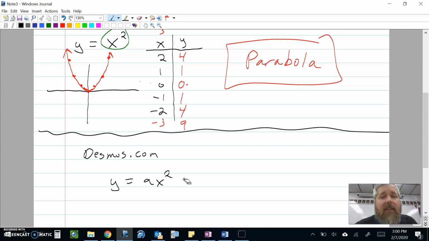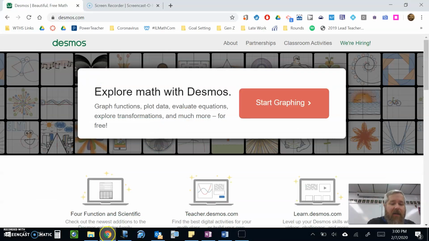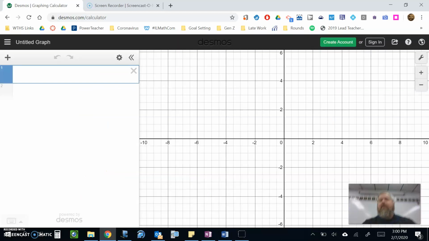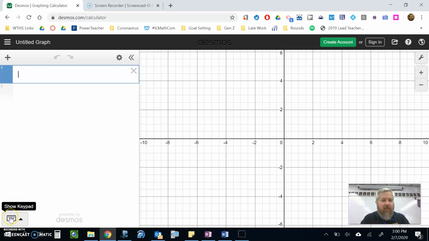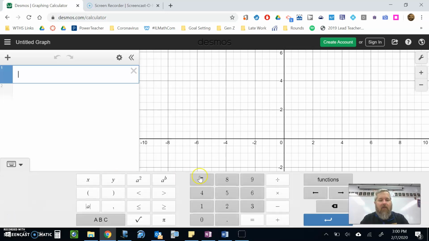Go ahead and press pause if you need to. Pull out your Chromebook. Everybody get to Desmos.com. Looks something like this. All right. Hopefully you're back now. Press start graphing. I'll flip my computer around real quick. So Desmos.com is going to graph this for us, and we are going to type this in. First thing I want you to do is down here in the lower left, press Show Keyboard. Click on that, and this whole math array should pop up.